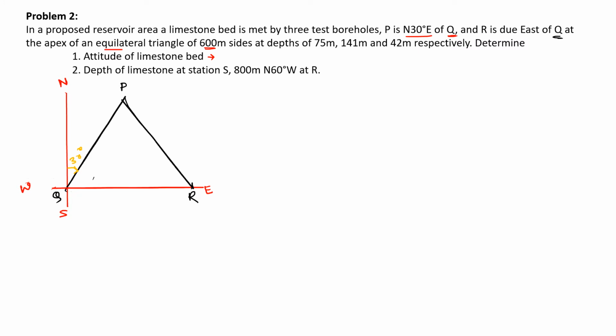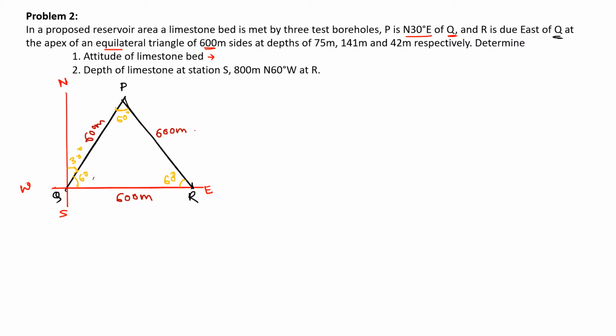Now what happened? This is 30. This angle is 60. This is also 60. These are internal angles. Now you understood this. North 30 east Q and R is east of Q at the apex of an equilateral triangle. Now here these sides are 600 meters. This is 600 meters, this is 600 meters, and this is also 600 meters. So all sides are 600 meters.